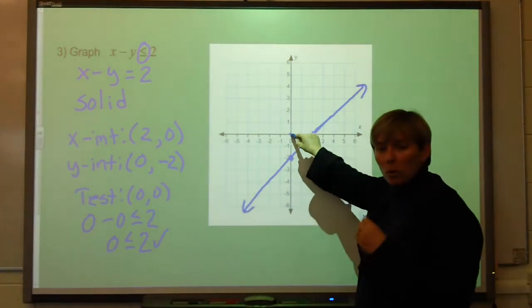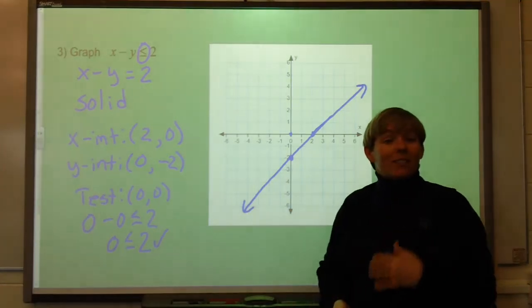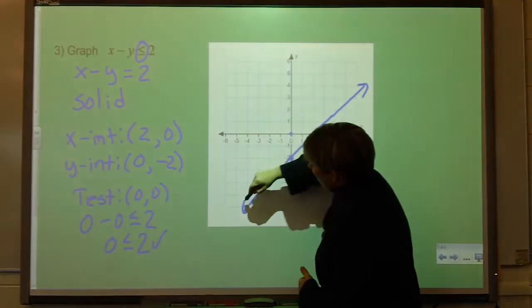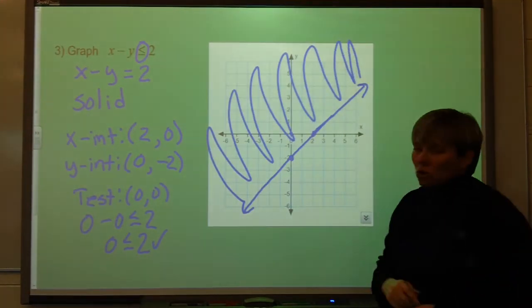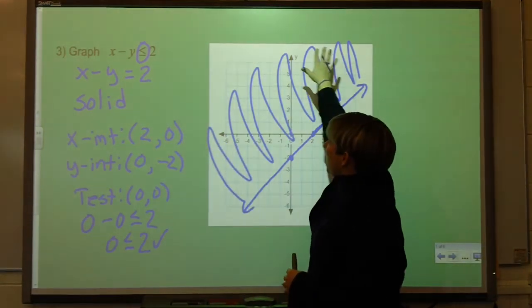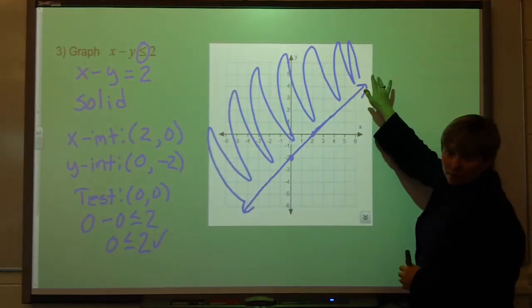If my test point works, that's the side of the line I'm shading. If my test point does not work, then I'm shading the opposite side of my line. So since 0, 0 worked, my shading is going to be everything over here. So my solutions to this inequality are any ordered pair that lie in this shaded region or on the line.